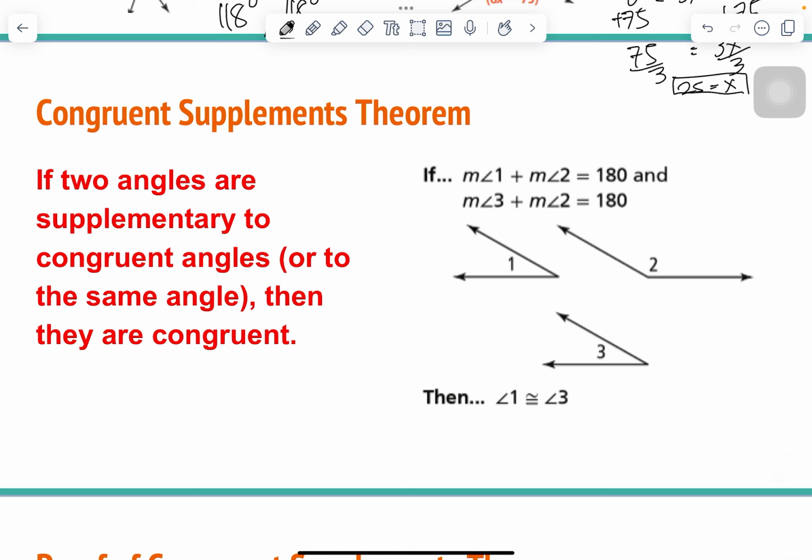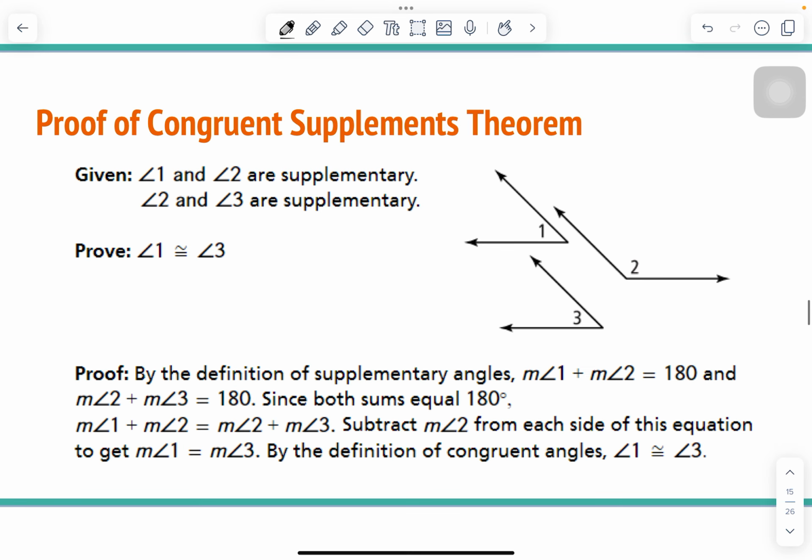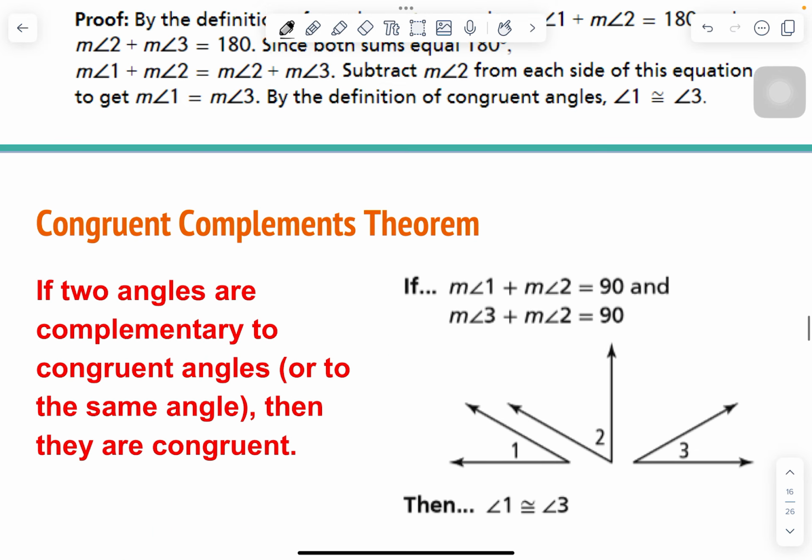So here is another theorem. When you say congruent, that is congruent, there equals supplement is 180 degrees. So if two angles are supplementary to congruent angles, then they are congruent. So measure of angle 1, measure of angle 2, that is 180. And 3 and 2 is 180. Therefore, these are congruent. That's the congruent supplements theorem. The same thing, okay, we'll not run through for this. I mean, you read that one.